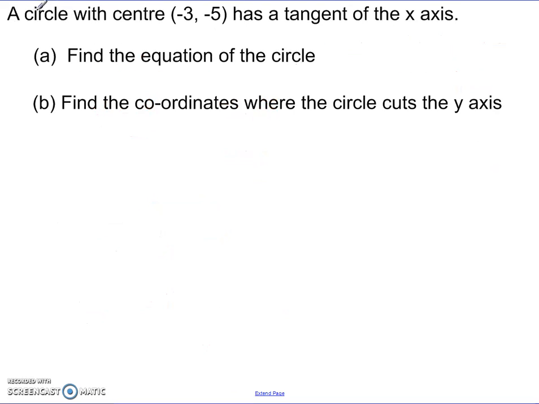Last one: a circle with a centre of (-3, -5) has a tangent at the x-axis. Find the equation of the circle. Find the coordinates where the circle cuts the y-axis. Now, with one like this, the best way to do it is to do a sketch.